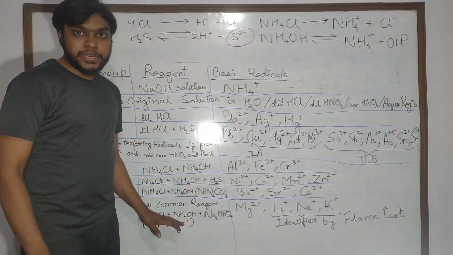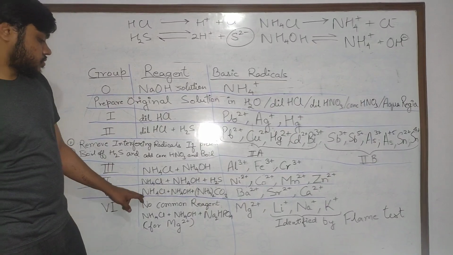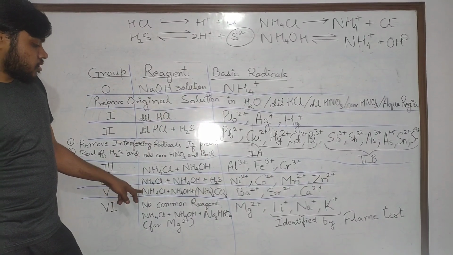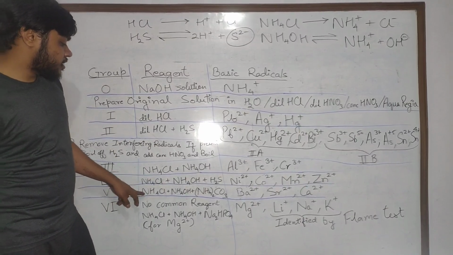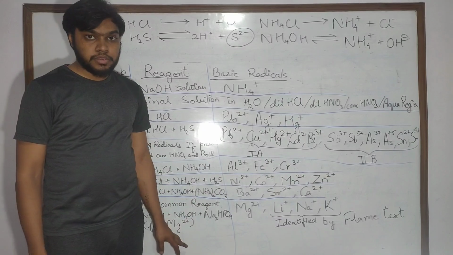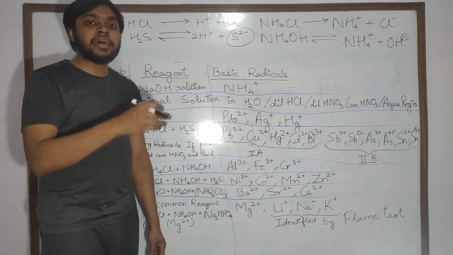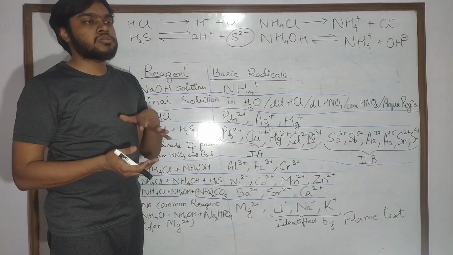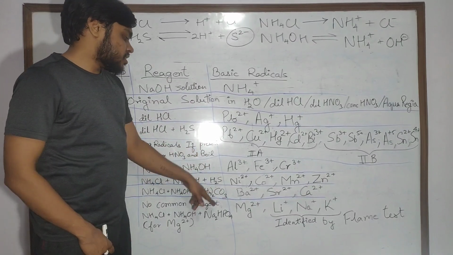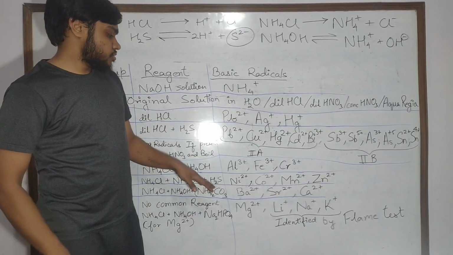We filter that precipitate and then we start with the analysis of group 5. Now the reagent for group 5 is ammonium chloride plus ammonium hydroxide plus ammonium carbonate. We can either boil off the H2S and then add ammonium carbonate, or we can add ammonium carbonate directly, because now H2S will not hinder our test.